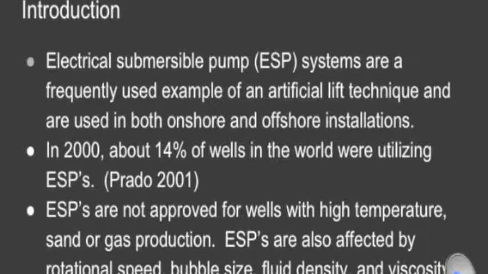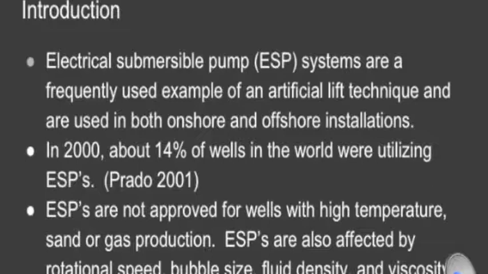Electrical submersible pump systems are a frequently used example of artificial lift technique and can be used in both onshore and offshore installations. ESPs are put into place after a reservoir has depleted its natural pressure. An ESP provides artificial lift to overcome pressure losses and allow the well to continue to flow. ESPs are very common around the world. In 2000, about 14% of wells in the world were utilizing ESPs.